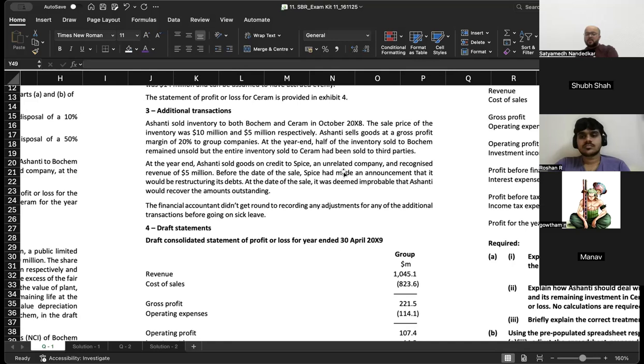Sold goods on credit to Spice, an unrelated company, and recognized revenue of 5 million. Before the date of sale, Spice had made an announcement that it would be restructuring its debts. At the date of sale, it was deemed improbable that Ashanti would recover the amounts outstanding. What should you do here? It's not probable, sir, that the entity will collect its revenue, so we shouldn't recognize the revenue at all.